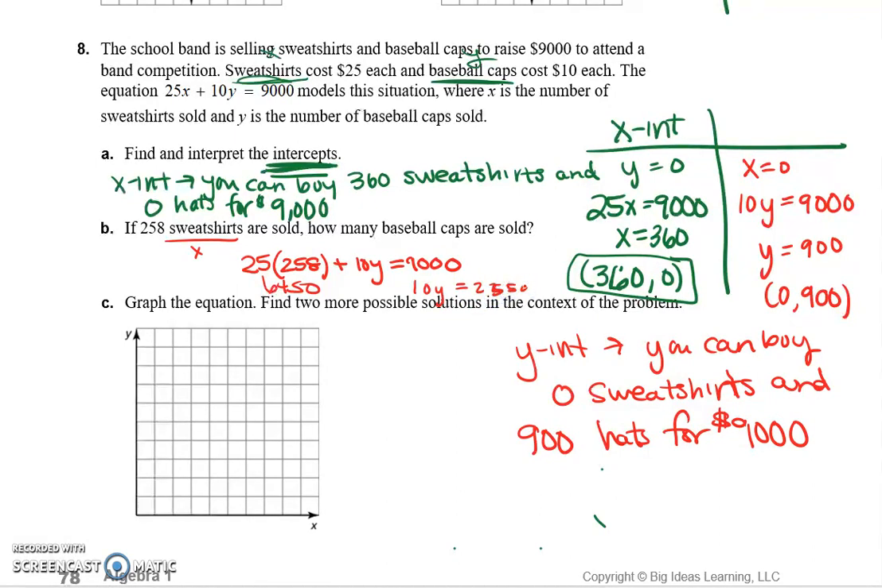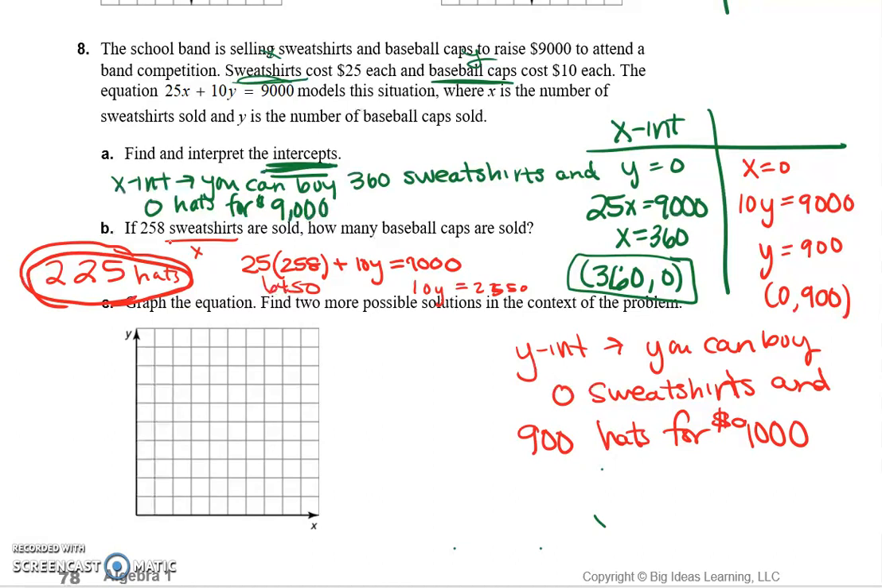Divide both sides by 10, and you can buy 225 hats. 225 hats and 258 sweatshirts cost you $9,000.